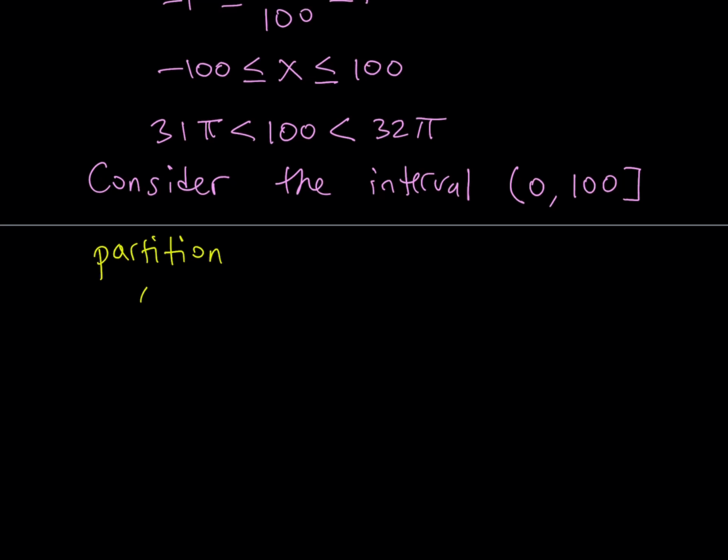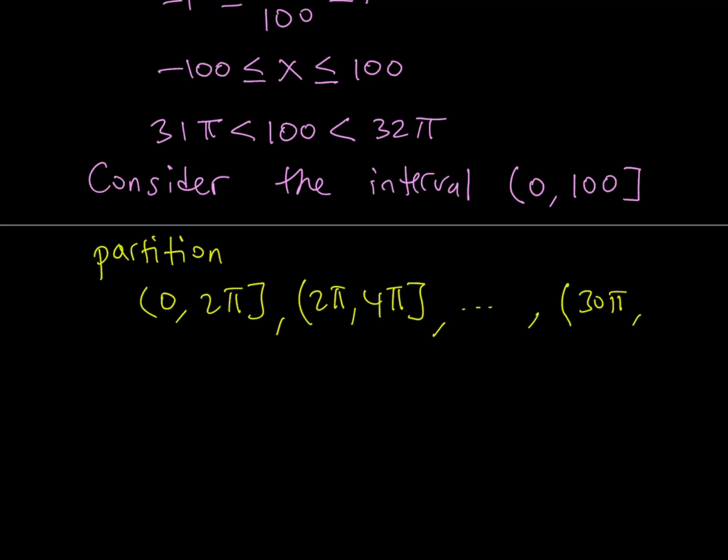We're going to start with 0, but 0 is not going to be included. So we can look at it 0 to 2 pi, and then we can look at it 2 pi to 4 pi. Of course, the upper values are always included, so on and so forth. And this is going to go up all the way to 30 pi, and then, of course, at 100, we're going to stop. Since 100 is greater than 31 pi, this is going to work, and it's going to be less than 32 pi. Great. So those are the pieces that we're going to be looking at.